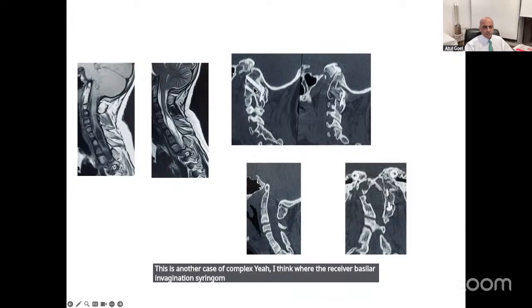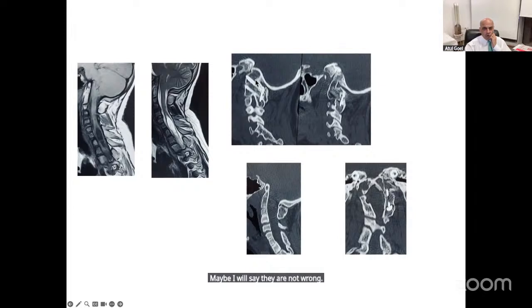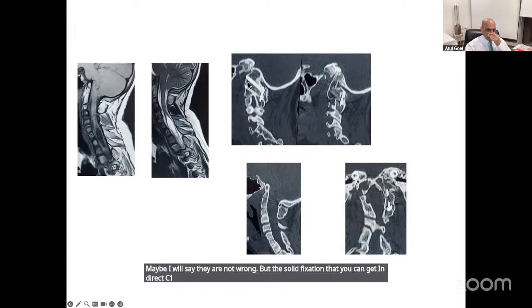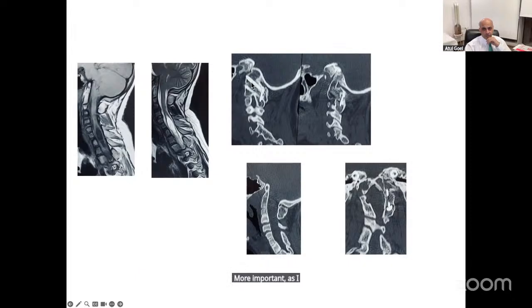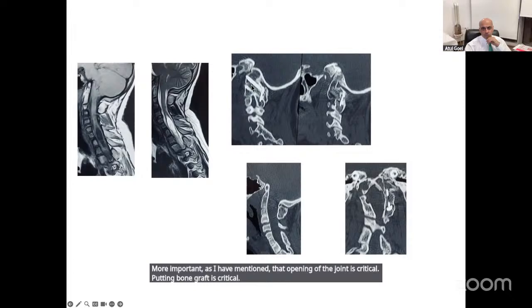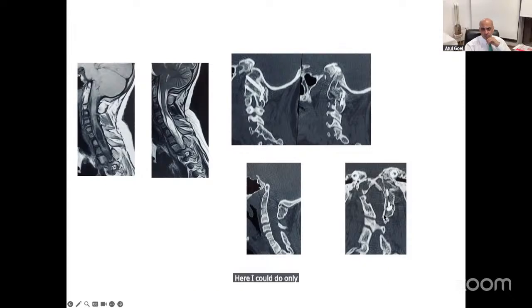These cases are not easy to do. Many people will like to do occipitocervical fixation in the presence of assimilation of atlas. Maybe I will say they are not wrong, but the solid fixation that you can get in direct C1, C2 fixation, you cannot get otherwise. More important, as I have mentioned, that opening of the joint is critical. Putting bone graft is critical. Here I could do only one side, and you see the bone fusion.